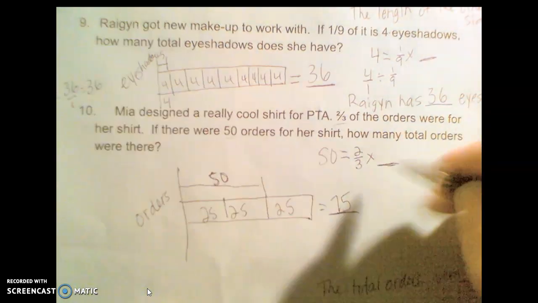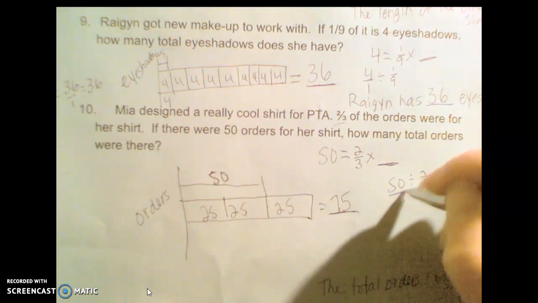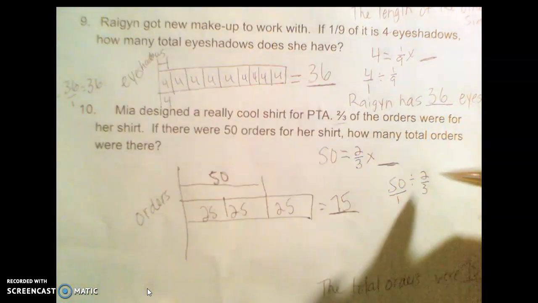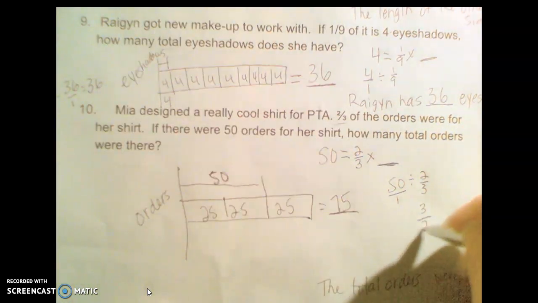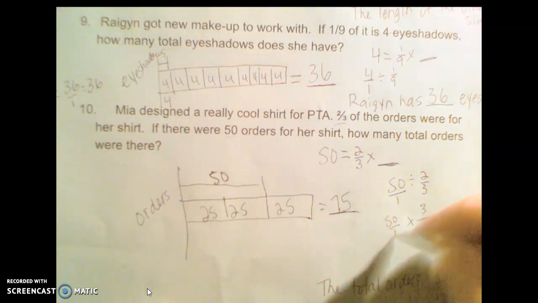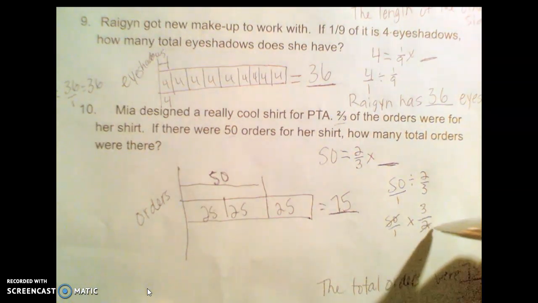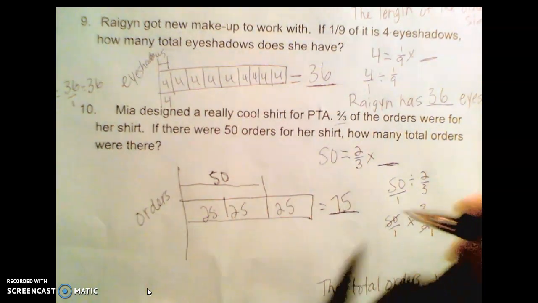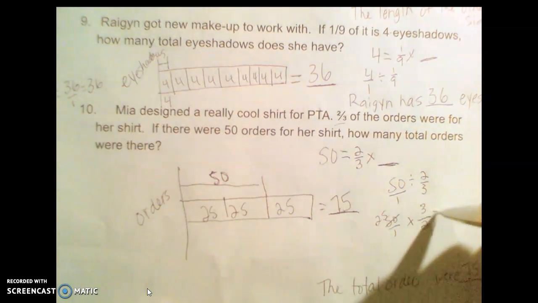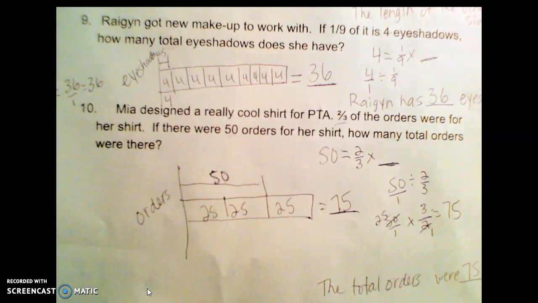Again, the computation that could go with that is 50 is 2/3 of what whole number, of what group? That means 50 divided by 2/3. It's got to be a fraction divided by a fraction. Then, need to divide? Please don't cry. Just flip the second fraction and multiply. I notice 50 and 2 are both even, so I'm going to go ahead and divide those both by 2. 2 divided by 2 is 1. 50 divided by 2 is 25. 25 times 3, I'm going to go ahead and use my money. Quarters, 3 quarters is 75 cents. So 75 orders, exactly what I got in my model.